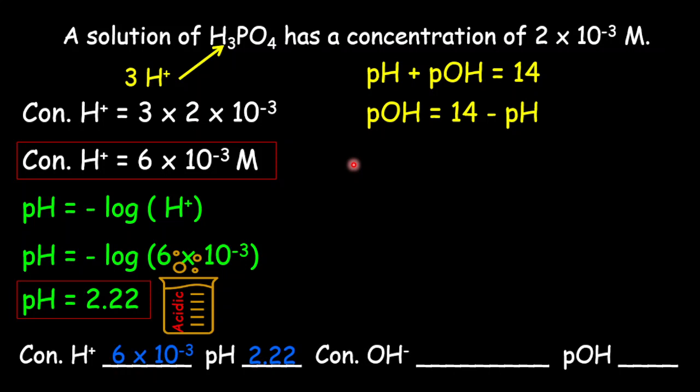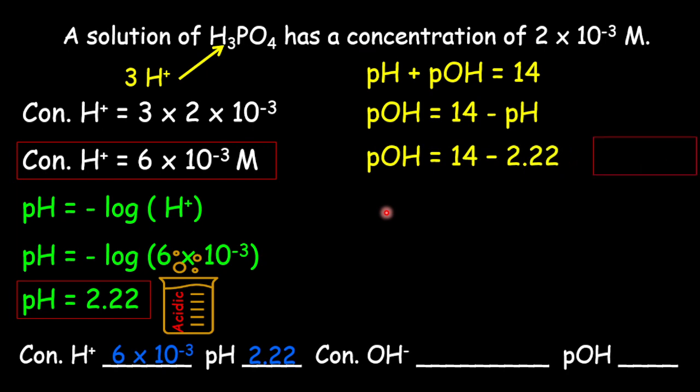All right, so let's quickly put our pH, which is 2.22, in this equation. So therefore, pOH is equal to 14 minus 2.22. And here we get 11.78. All right, so the pOH of this aqueous solution will be 11.78. Now, we can find our concentration of OH minus.